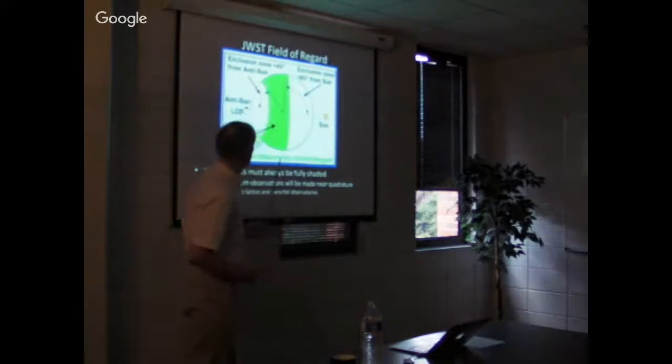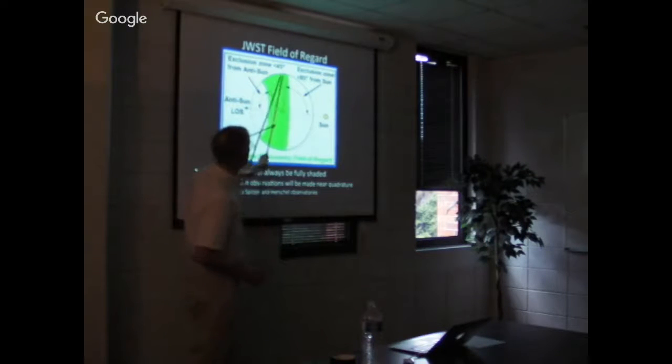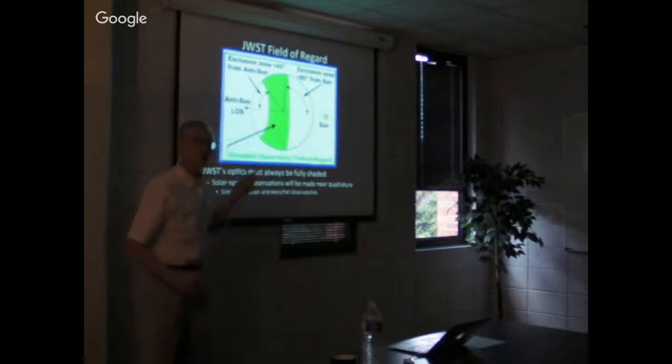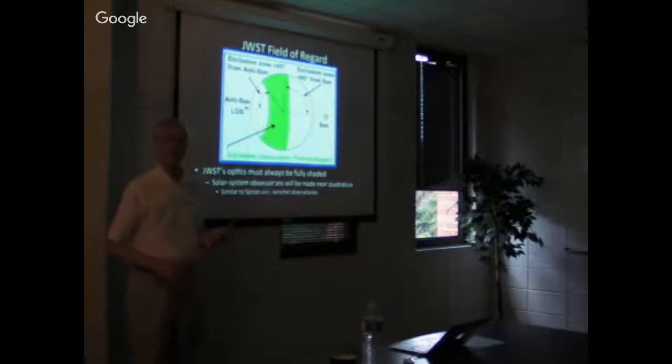This is where we can look, by the way. It's a sketch indicating that we can look within 85 degrees of the sun, and between 85 and 135 degrees from the sun. We cannot look in the anti-sun direction because then the back of the telescope would face the sun. So we can look at roughly a third or a little more than a third of the sky on any particular day. As the observatory orbits around the sun, it takes about 6 months to cover the whole sky.